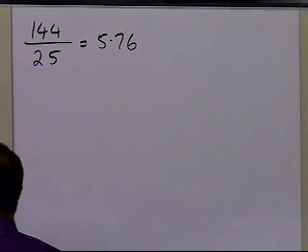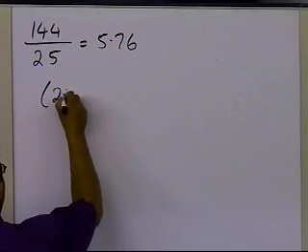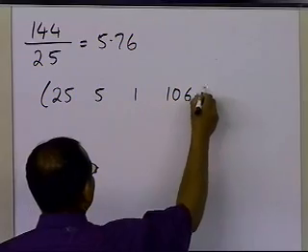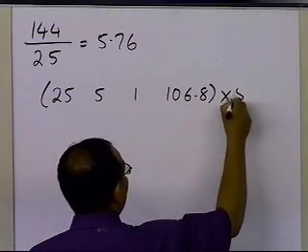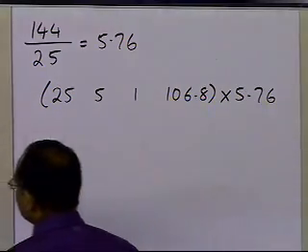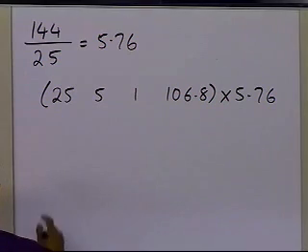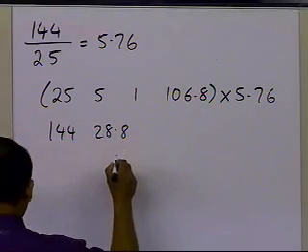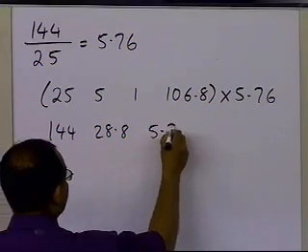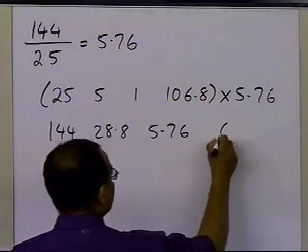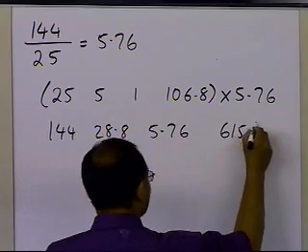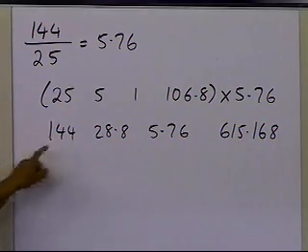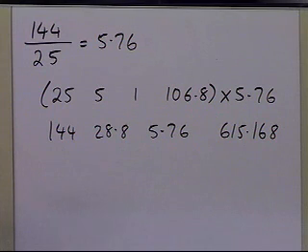So I'm going to take the first row which I have, which is 25, 5, 1, 106.8, and I'm going to multiply it by 5.76. And what I'm going to get is 144, 28.8, 5.76, and 615.168. And since this has become 144, now I can subtract this part from equation 3.